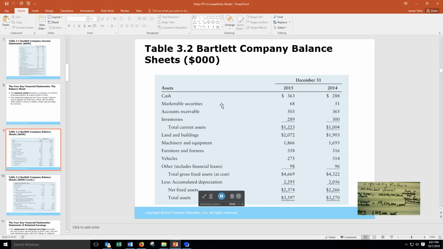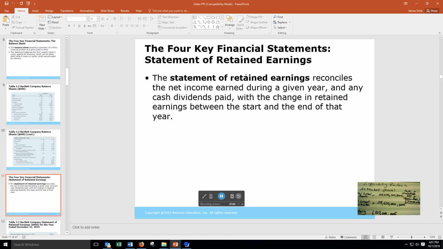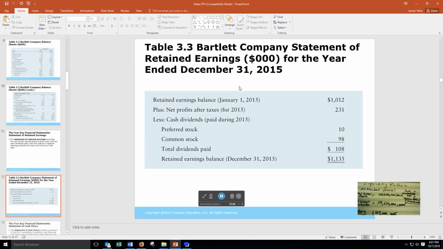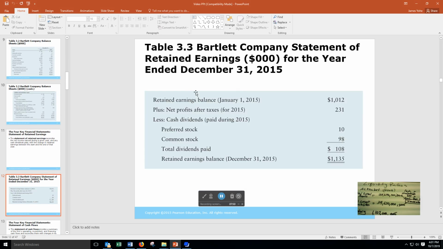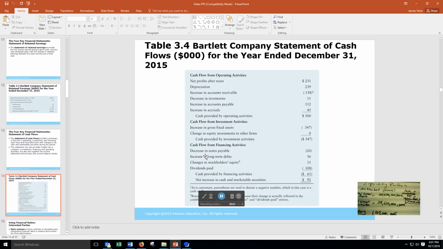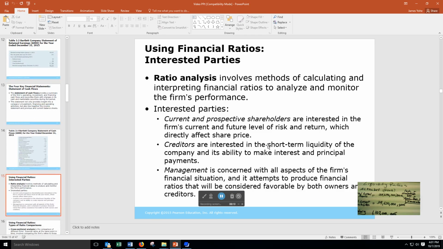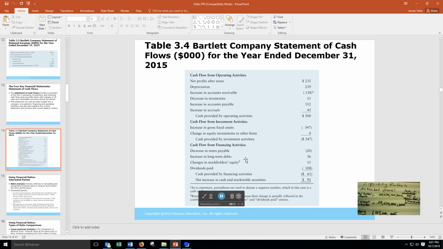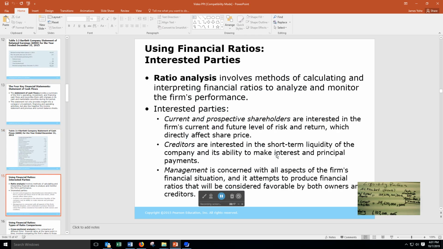So we go back here. The third statement we have is a statement of retained earnings. You can see what that looks like here: the retained earnings balance at the beginning of the year and the retained earnings balance at the end of the year, and this is how they got there. And then we have a statement of cash flows: cash flows from operating activities, investment activities, financing activities. You see there's dividends paid. We're not going to go over these financial statements. You'll go over that when you read the text.